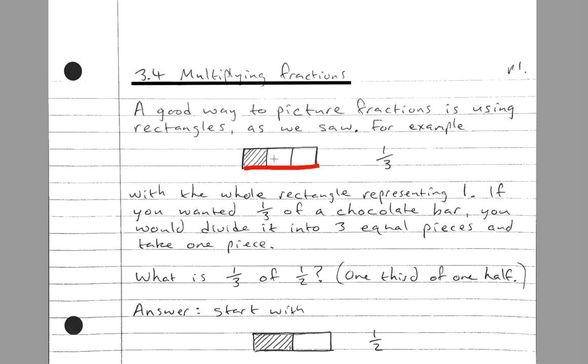And then if you divide it into, say, 3 equal pieces and shade in one of those pieces, that represents 1/3. Like if you wanted 1/3 of a chocolate bar, same thing, divide it into 3 equal pieces and then take one piece.